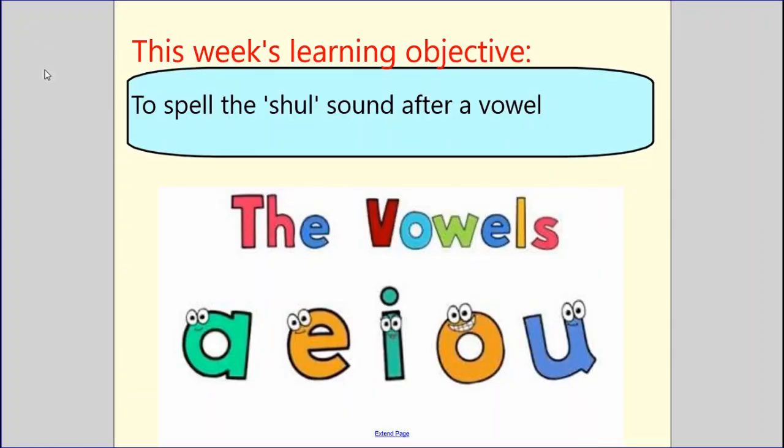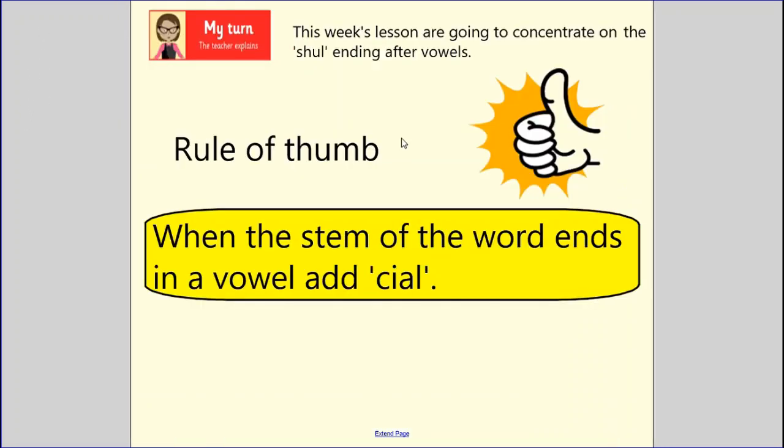So once again, this week's learning objective is to spell the cial sound after a vowel. We know by now that your vowels are A, E, I, O and U. So here is your rule of thumb that you must remember when spelling using the cial sound. When the stem of the word ends in a vowel, so A, E, I, O, U, you add the cial spelling to the end of the word.